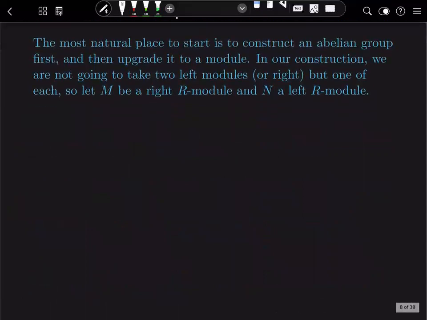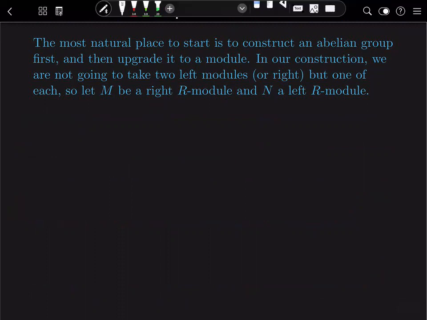So to start constructing a new R module, we have to first construct an abelian group, which is going to be the focus of today's video. As I said, we're going to relax the condition. Maybe instead of taking two left modules, let's see if we can find a way to combine a left module and a right module. And we're going to get a new abelian group out of this.